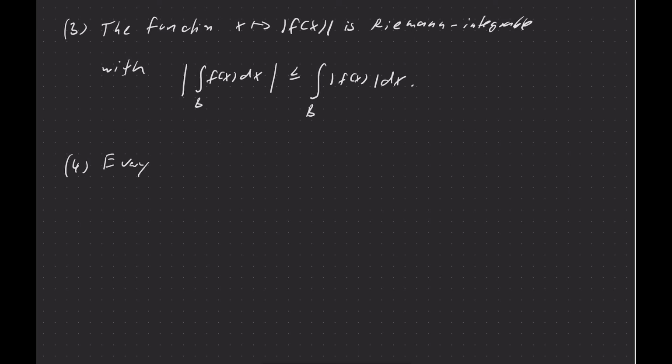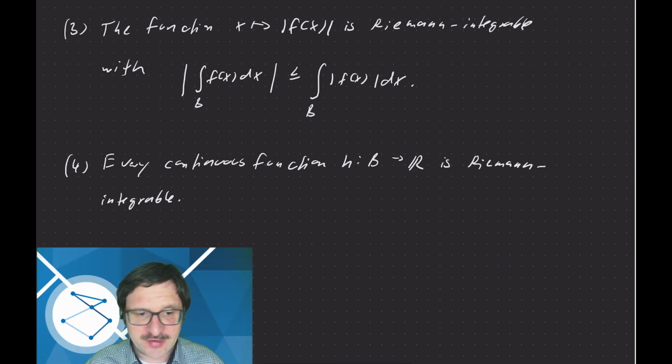So every continuous function h from B to R is Riemann integrable. And of course, there is a number of functions that are not continuous, but still Riemann integrable. So the other implication is not usually true. Every continuous function can be integrated, but if a function can be integrated, that does not necessarily imply it's continuous. There are lots of functions that can be integrated and that are not continuous.